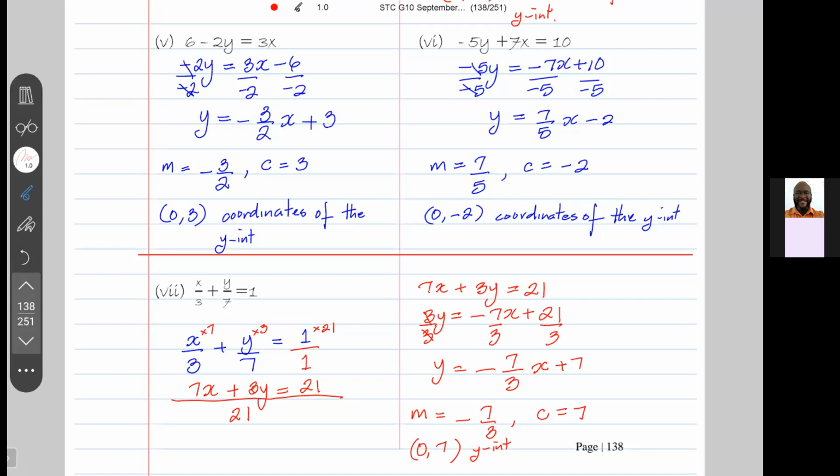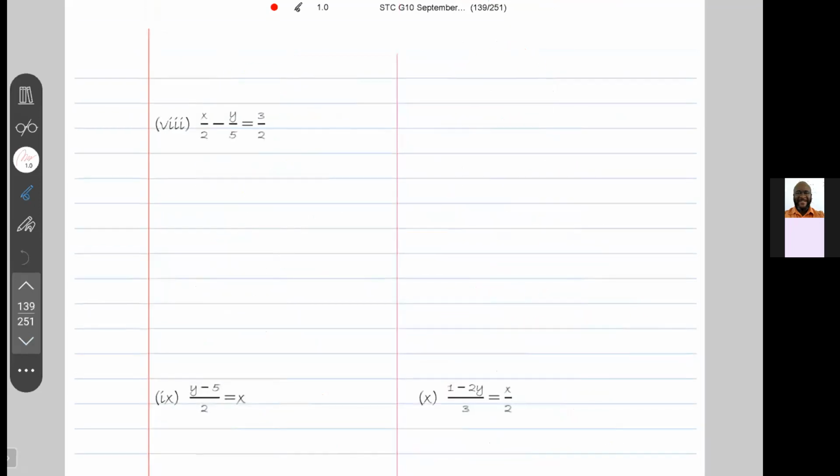All right, guys, we started out with an equation with fractions. We found the LCM, used the LCM, and then discarded the LCM to get rid of the fractions. Then we manipulated the equation to get it into the form y is equal to mx plus c. Guys, please do VII, and type your answers in the chat.